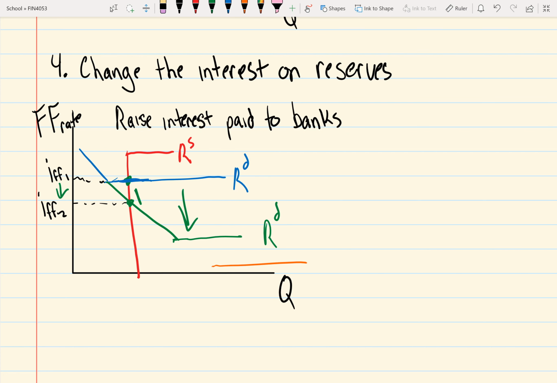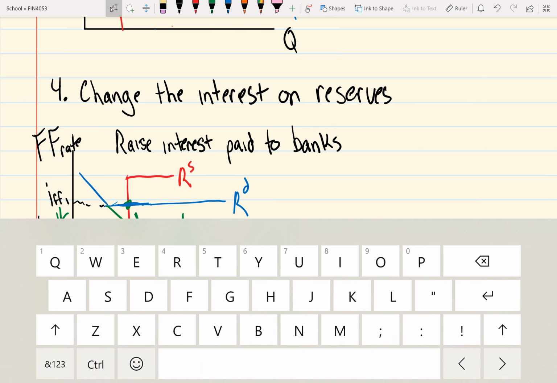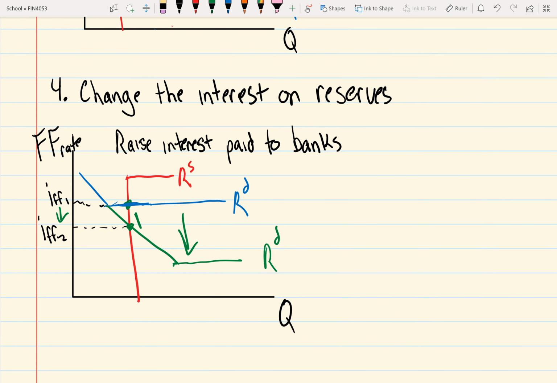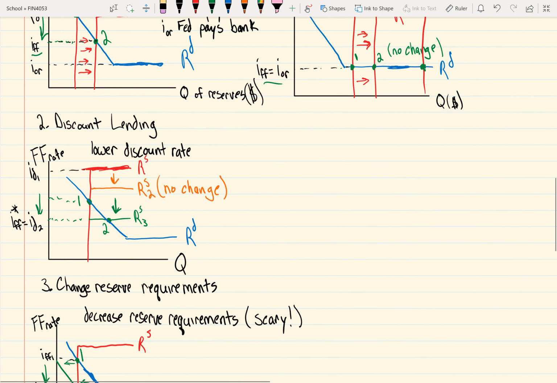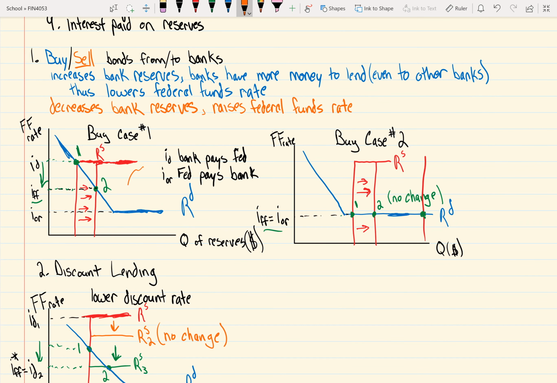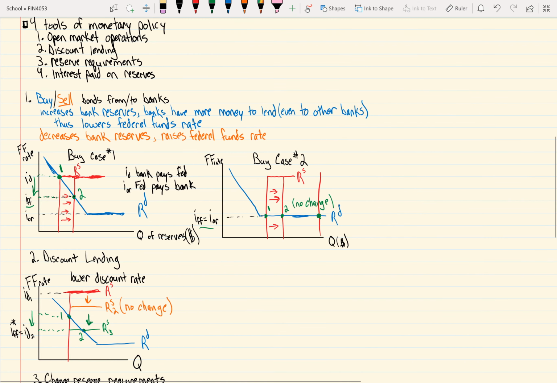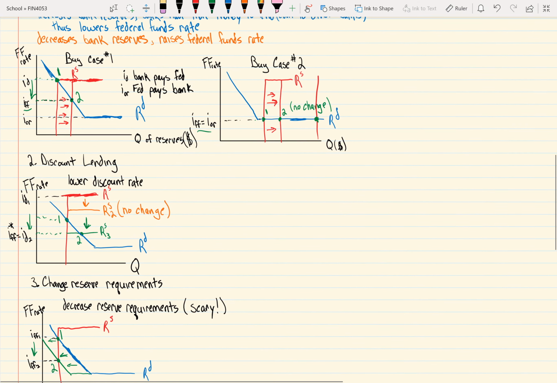So again, which of these 4 they choose to use might depend on where this equilibrium point is currently at. But in reality, this first case here is what we see the most. And that's all I had for this chapter.